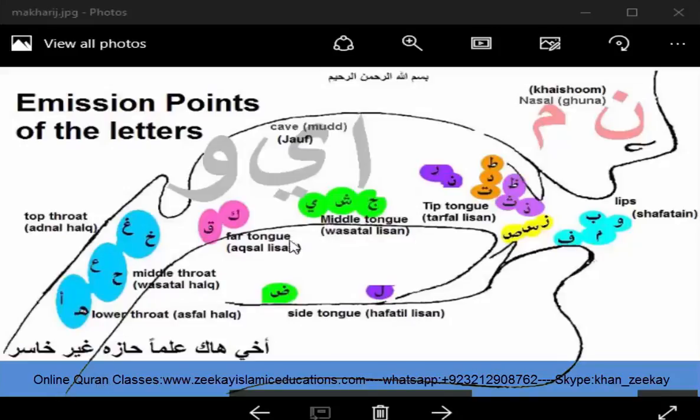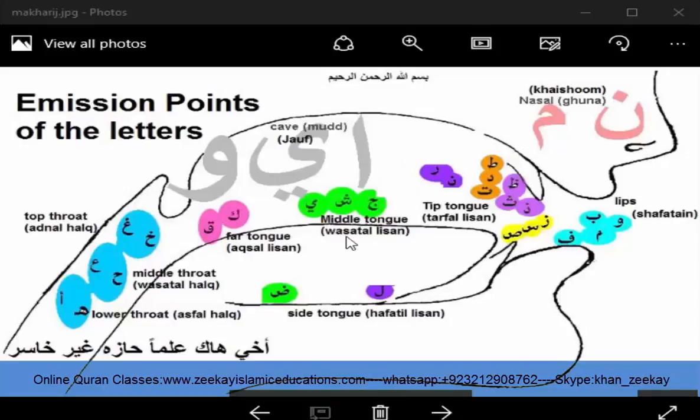So this is all for today's lesson. To understand the next origins, we have to understand the names and types of teeth in detail, so that we could understand the origin of the remaining letters.